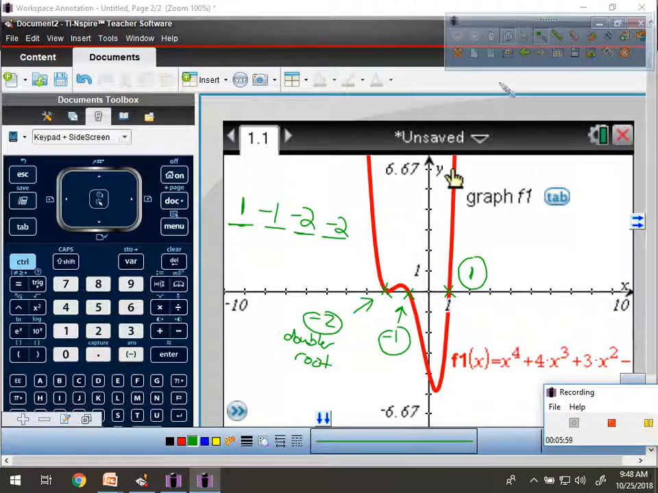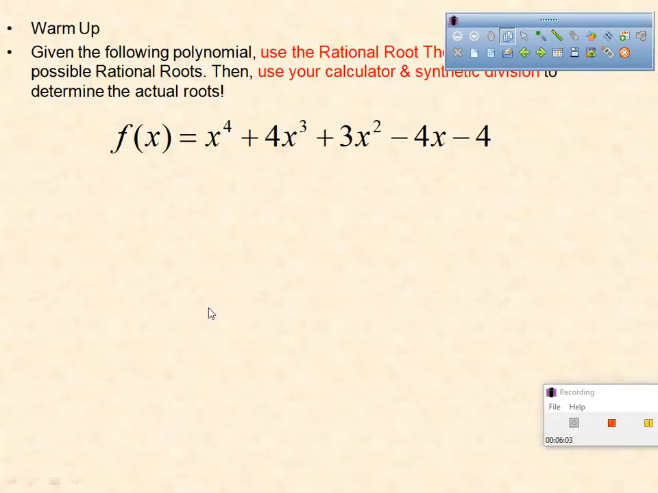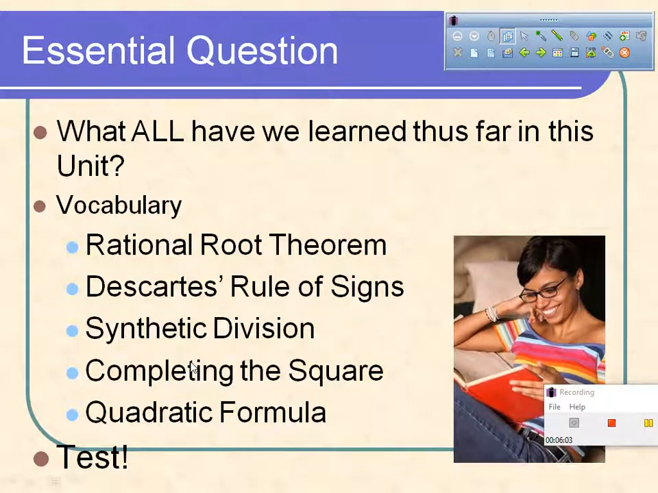Alright, so going back to our PowerPoint right here, your essential question for today, what I'm trying to do is go back over everything that we've learned thus far in this unit, even prior to yesterday. So here are some topics that we covered yesterday: rational root theorem and Descartes' rule of signs. Now before that, we did synthetic division, completing the square, and quadratic formula. And so we're going to tie all this together, and we're going to use all that information to help us solve problems that look like this.